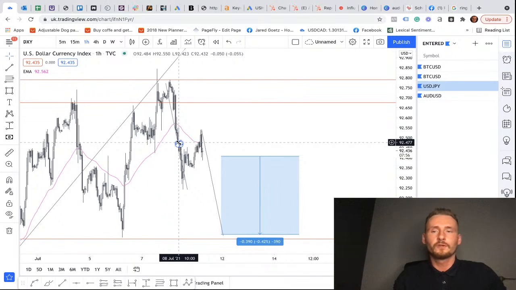So that was just a quick one. We just wanted to break down what we're doing with the dollar index, what we're going to be doing with the dollar pairs to finish off the week.